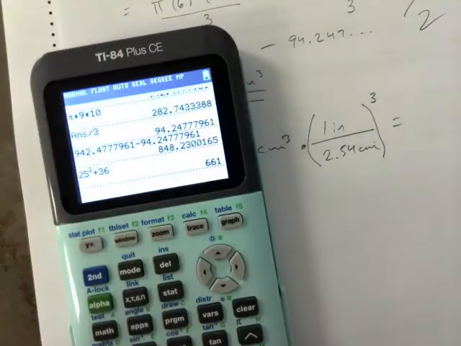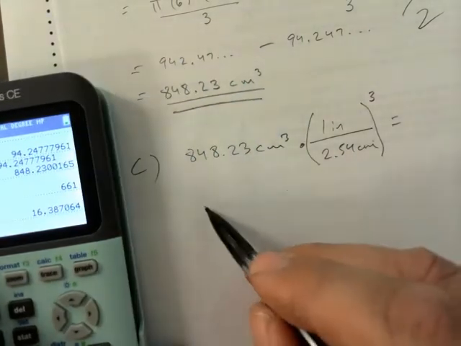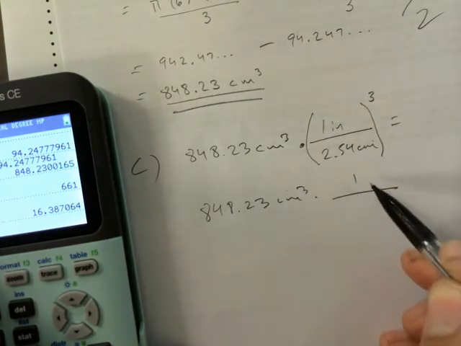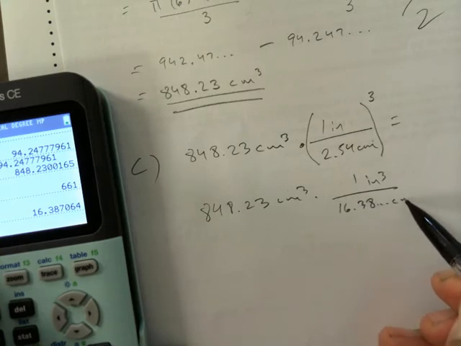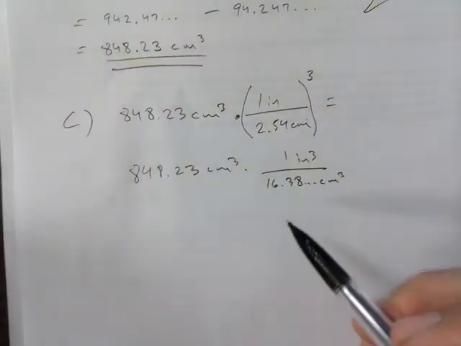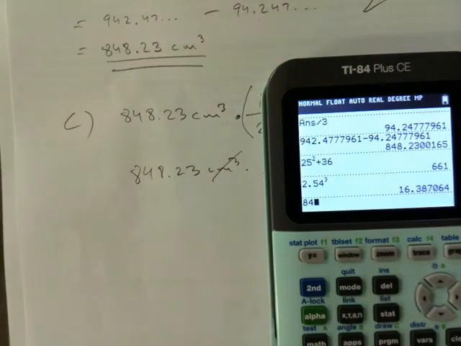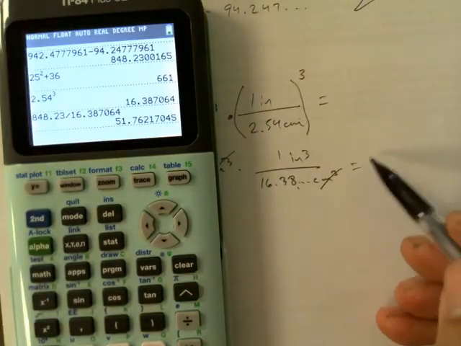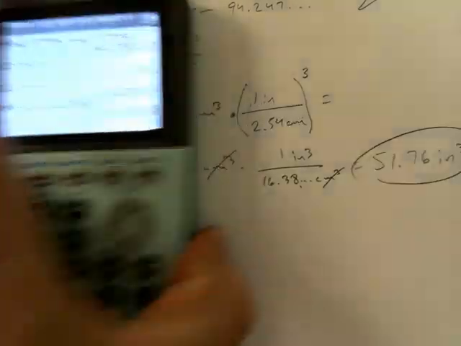Okay. So my calculator, let me see. Some of you actually like to show that extra step, so I'm going to do that as well. So it's 848.23 cubic centimeters over 1 cubic inch, which is 16.38 something cubic centimeters. Okay, because you like to see that this is canceling out. So it's this divided by that. So 848.23 divided by my answer, 51.76 cubic inches. There we go.